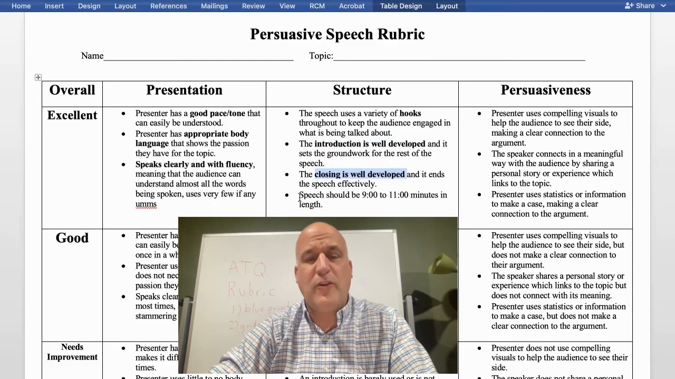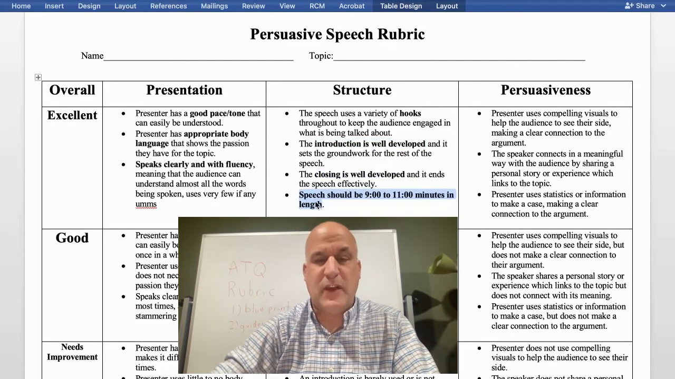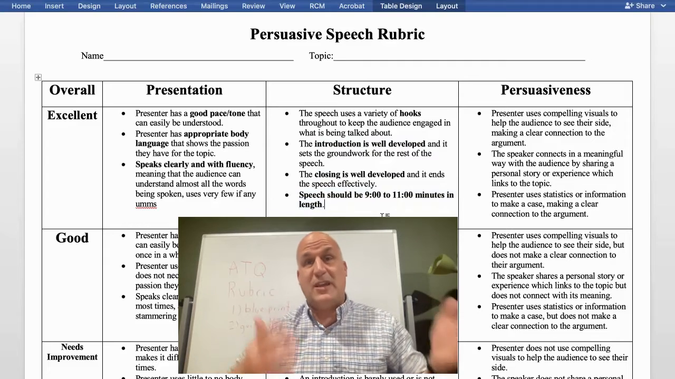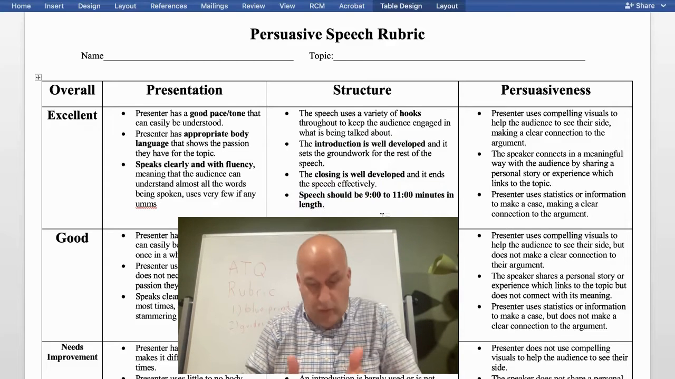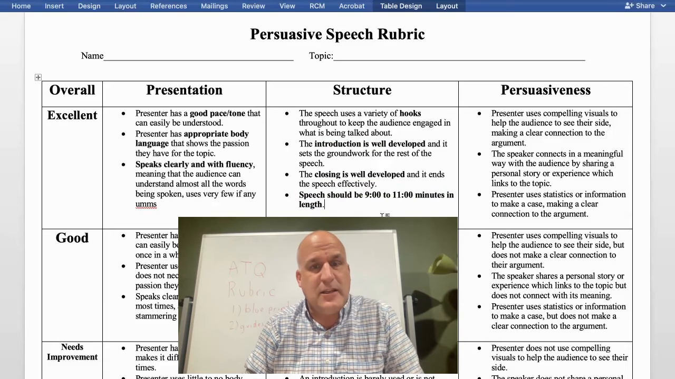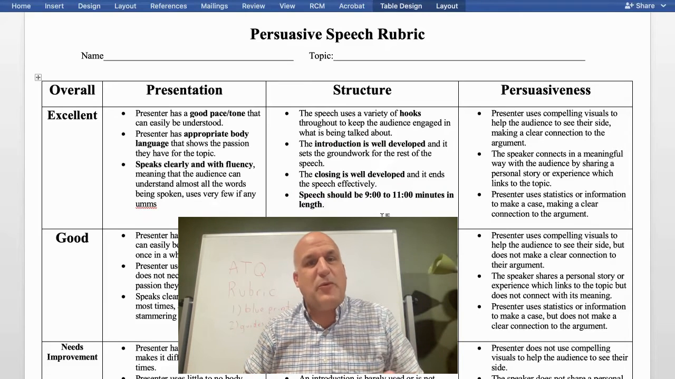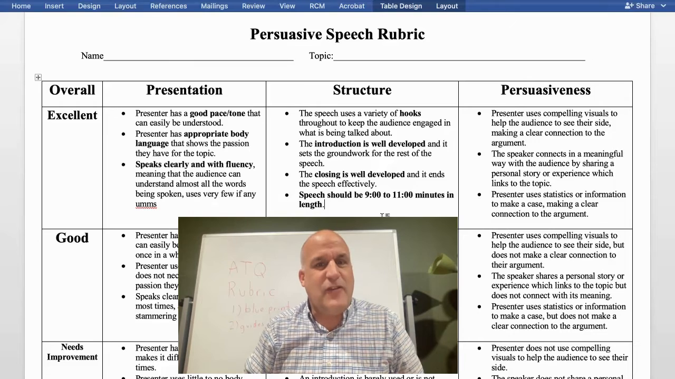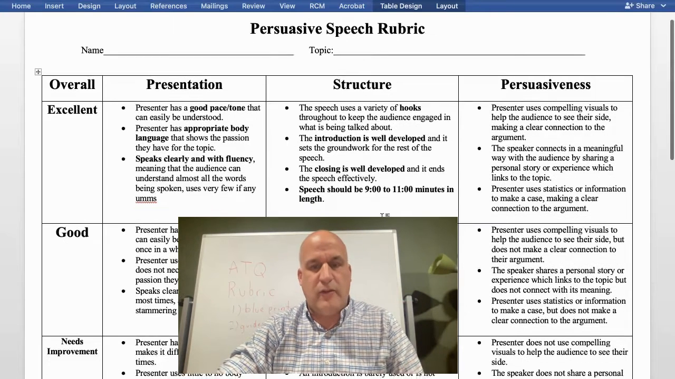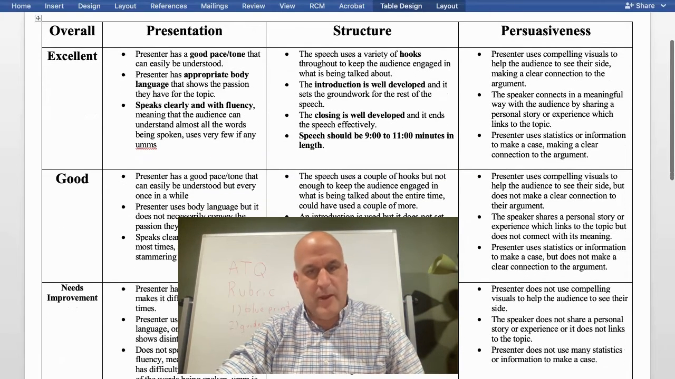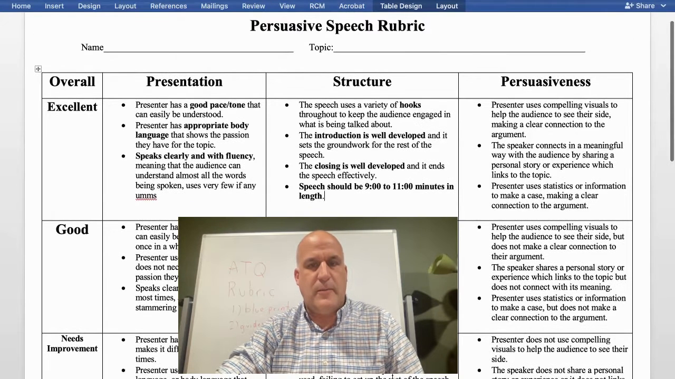And then this one always baffles me. Sometimes it can be very specific, like the speech needs to be between 9 and 11 minutes. So if you're in that range, then you're going to get an excellent. Real simple. You either do it or you don't. And yet some people just don't do it. And they give you no choice but to mark down. So in here, maybe it ended a minute early or maybe even more. And I would be down in the needs improvement area.